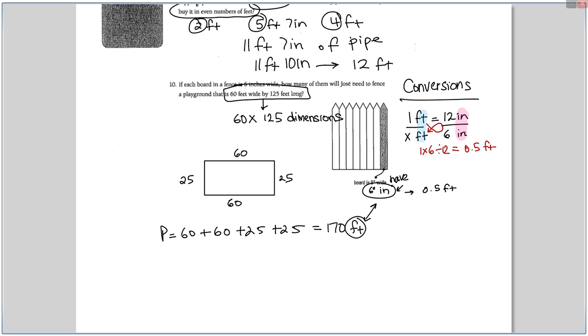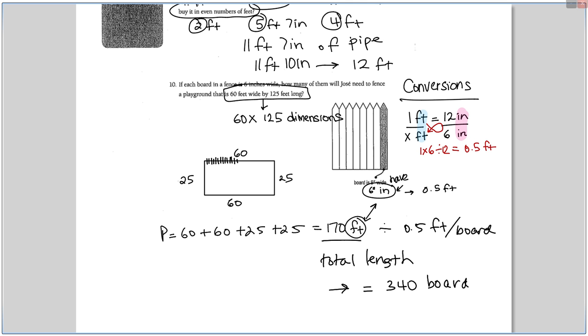So here's your total, this is your total length. You're going to put a whole bunch of boards up like this. So take the total length and divide it by how much for one board. So it's half a foot per board. When you divide 170 by a half, you'll see that you'll get an answer of 340 boards.